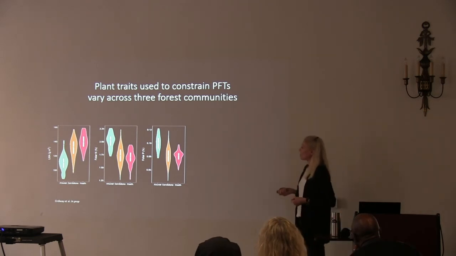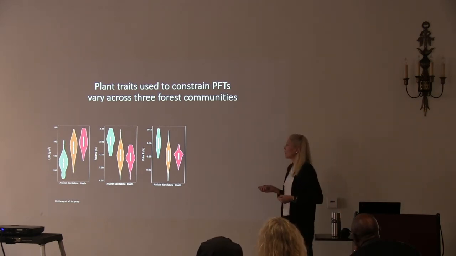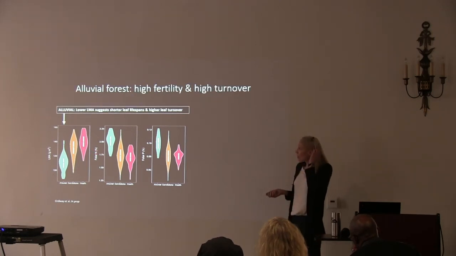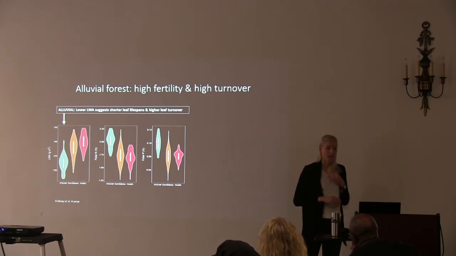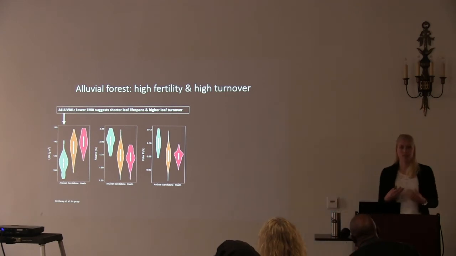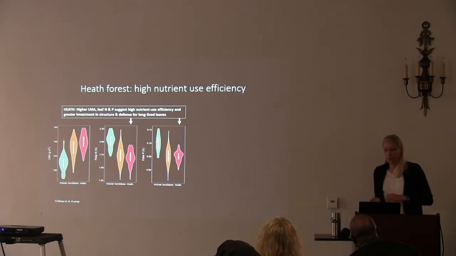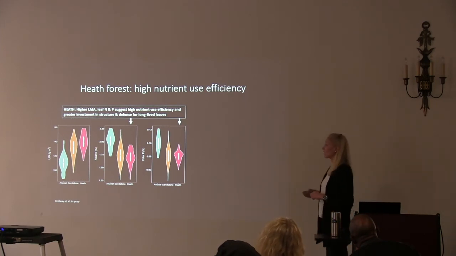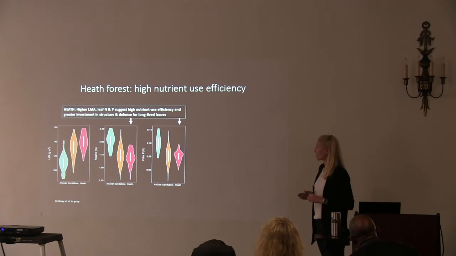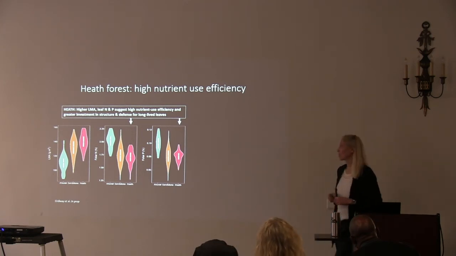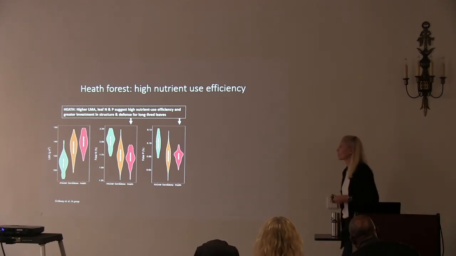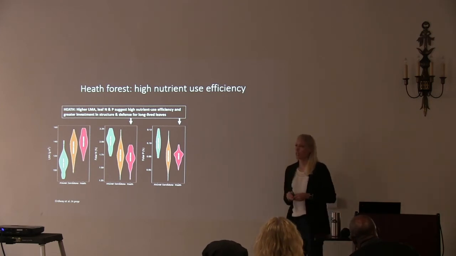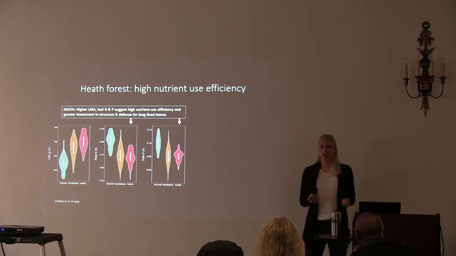So one of the things that we found prior to looking at the model output was that just looking at these traits across these three forest sites, we saw pretty interesting differences. In the alluvial forest, we found lower leaf mass per area, which suggests shorter leaf lifespan and higher leaf turnover, which is consistent with our knowledge of higher turnover rates in these systems. In the heath forest, we found higher leaf mass per area and lower leaf nitrogen and phosphorus, suggesting potentially higher nutrient use efficiency and greater investment in structure and defense, which again is consistent with what we would expect on these really nutrient poor soils.